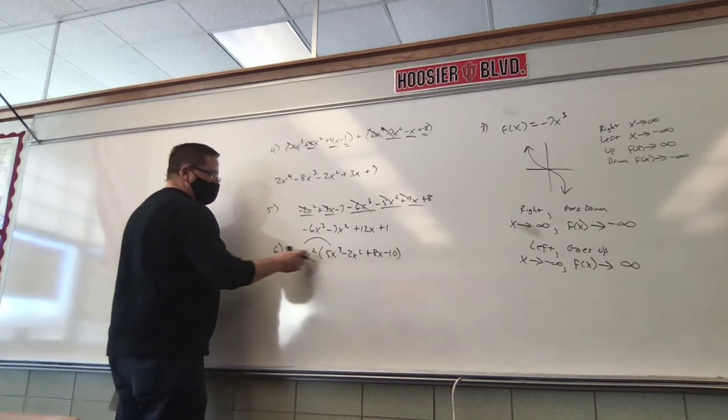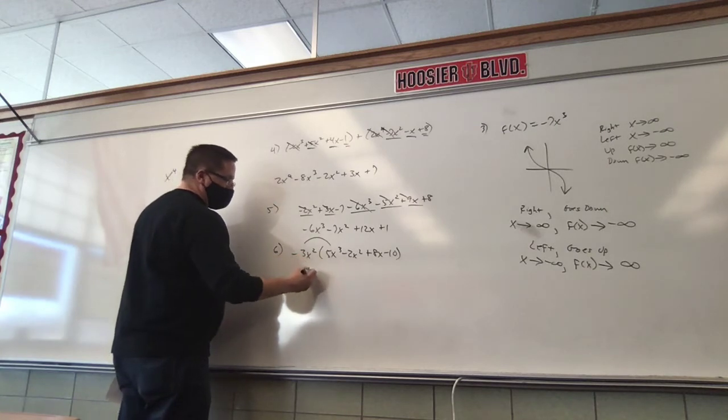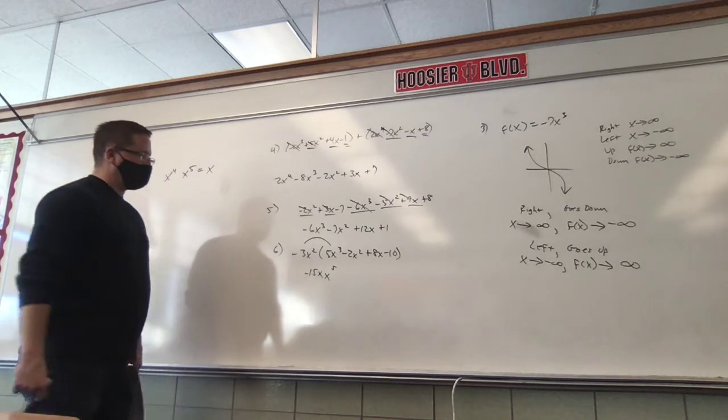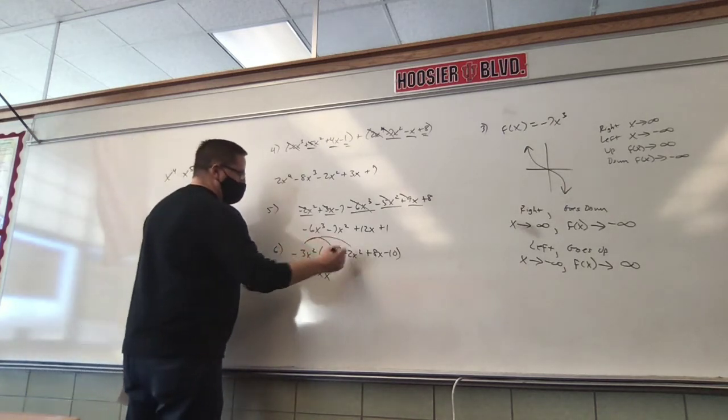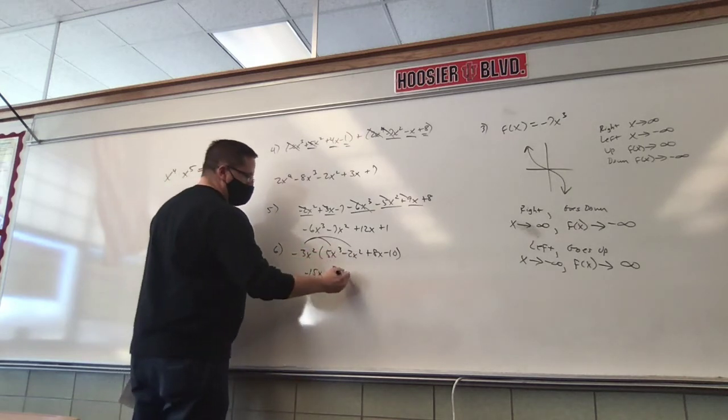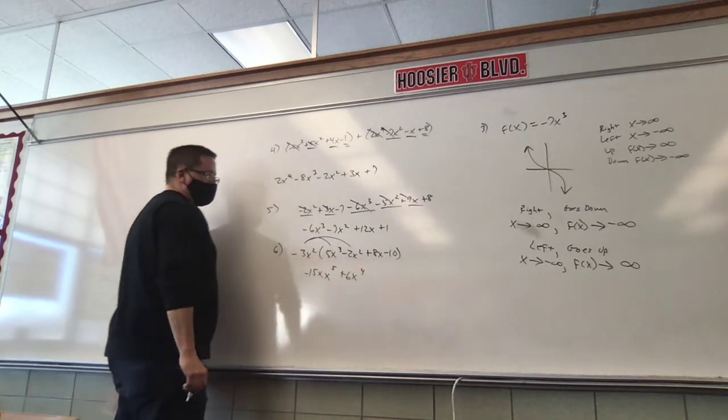So, this one starts off with negative 3 times 5, which is negative 15, x to the 5th, 2 plus 3. Then negative 3x squared times negative 2x squared: negative 3 times negative 2 is positive 6, x to the 4th.